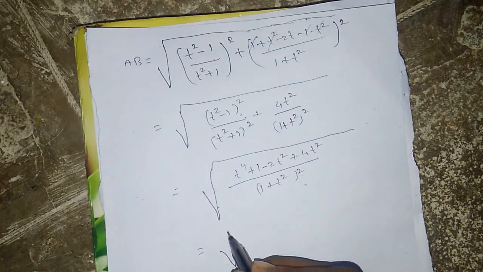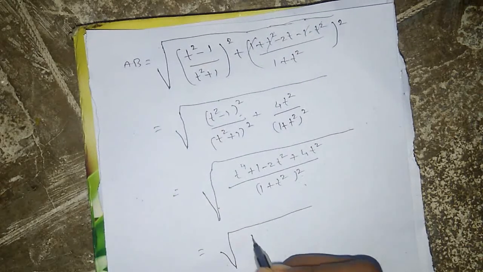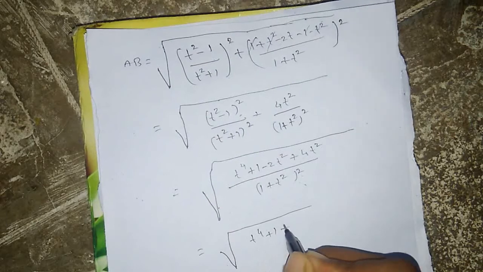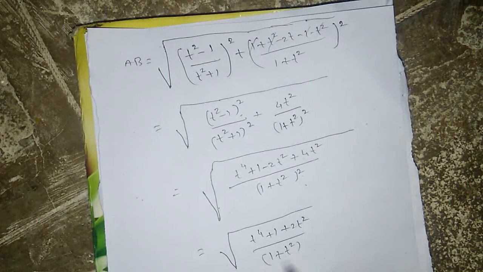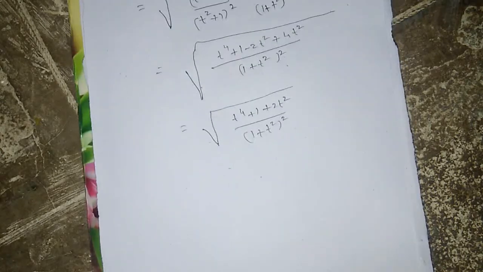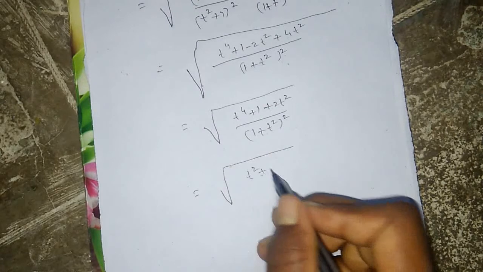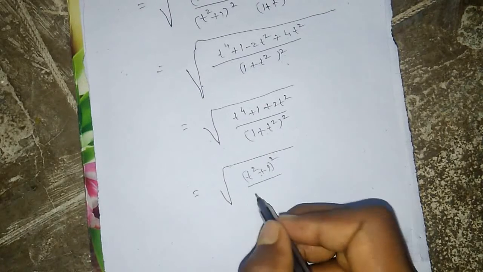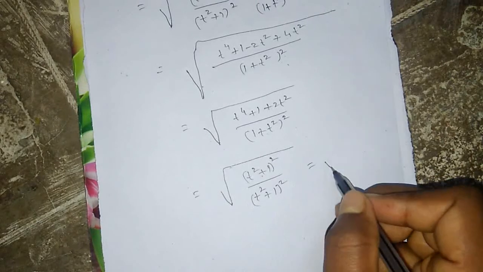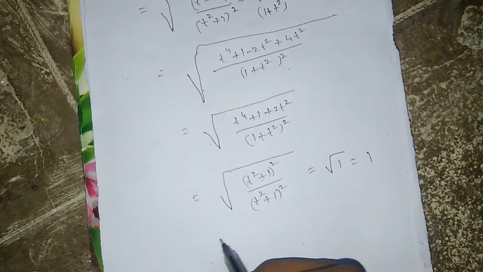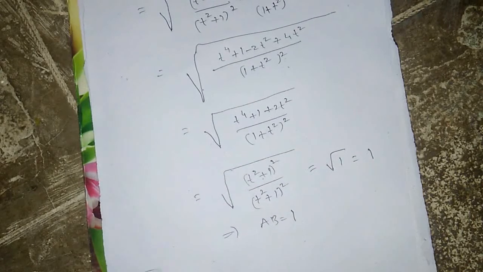That is equal to, this is (t⁴ + 1 + 2t²)/(1+t²)². That is equal to, this we can write again as (t² + 1)² divided by the denominator, which is also (t² + 1)². They both get cancelled, root 1 is equal to 1. Therefore the distance AB is equal to 1.